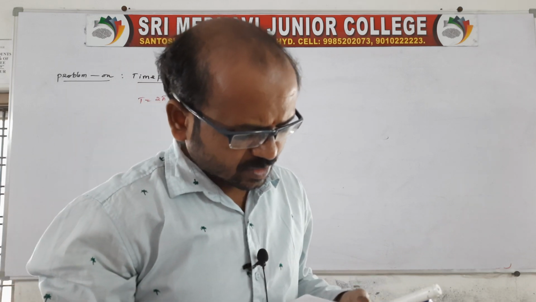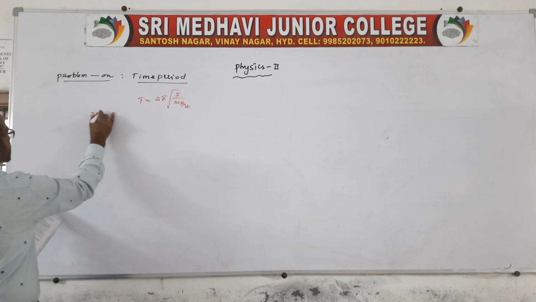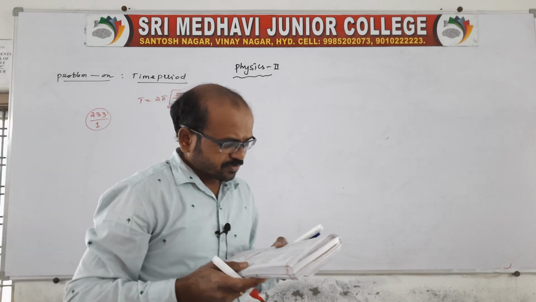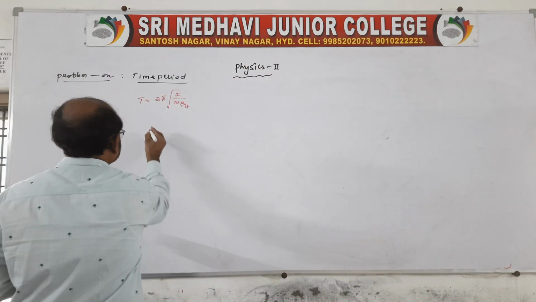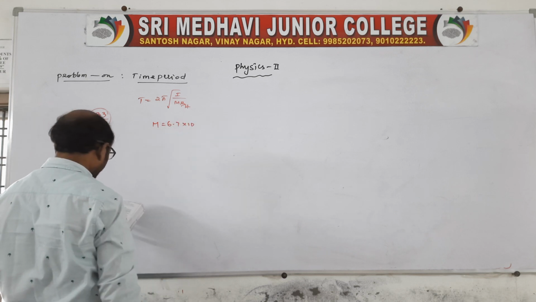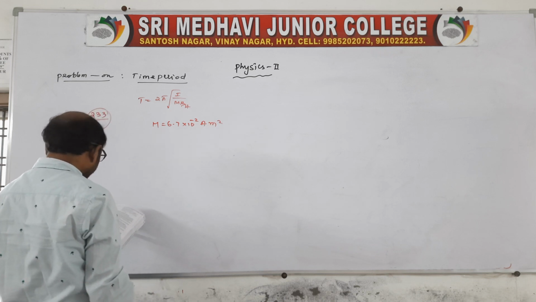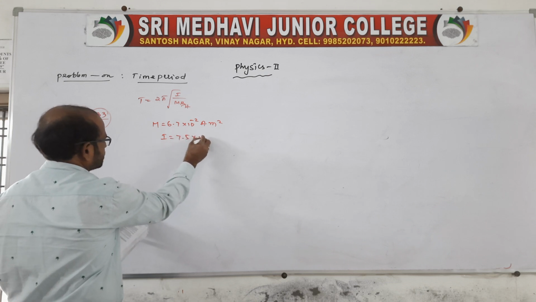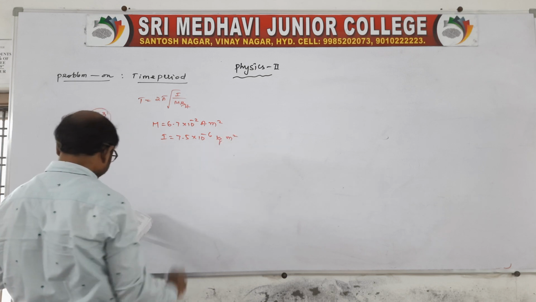Now, on this basis, there is one question in our material, page number 233, question number 1. Look at it. The magnetic needle has a magnetic moment M given as 6.7 × 10^-2 ampere meter square, and the moment of inertia of the bar is given as 7.5 × 10^-6 kg meter square.